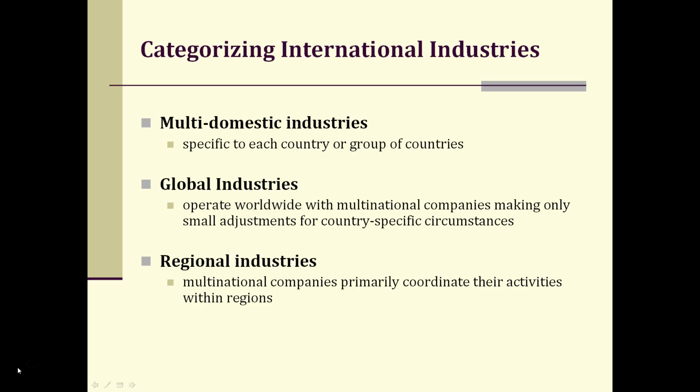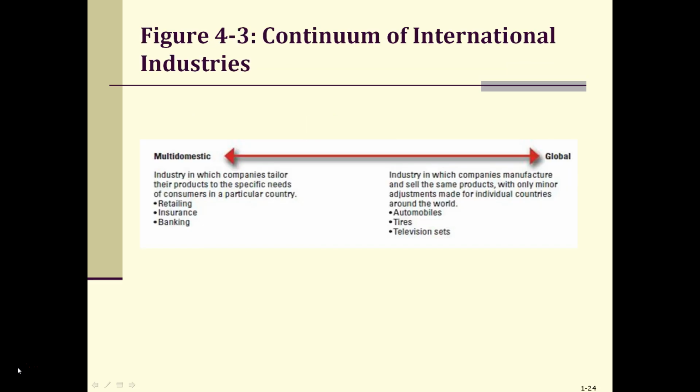Now, in the next figure, 4.3, according to Porter, worldwide industries vary on a continuum from multi-domestic to global, as you can see in this figure. Multi-domestic industries are specific to each country or group of countries. This type of international industry is a collection of essentially domestic industries such as retailing and insurance.